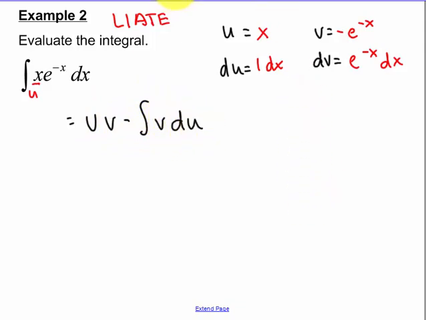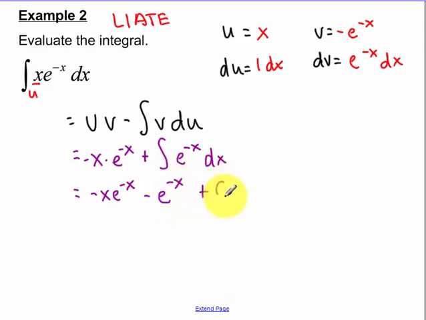Okay, now plug in. I'll use purple again. U is x, v is negative e to the negative x, minus the integral of v, negative e to the negative x, du is 1 dx. So again, that's why we needed to take the derivative of this so I knew what I was integrating with respect to down here. Okay, the integral of this is negative e to the negative x, and don't forget your constant of integration.